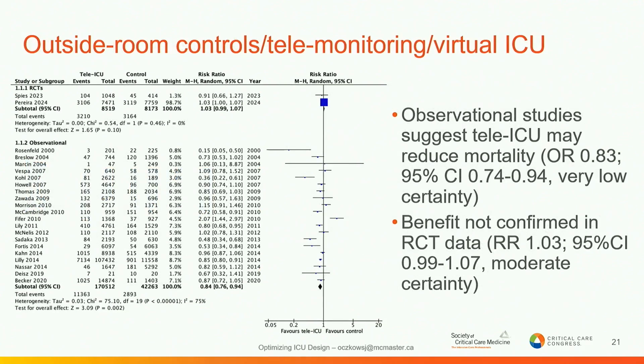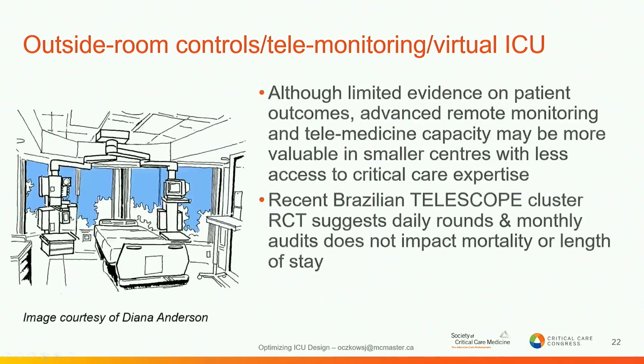The interesting question is that of telemonitoring. So there's lots of observational evidence suggesting that tele-ICU can reduce mortality, okay? Randomized control trials, some of which came out just as we were finishing this guideline, actually don't show that same difference. The TELESCOPE trial, which was done recently in Brazil, had daily rounds and monthly audits of ICUs, did not show any difference in mortality with the tele-ICU. So despite this limited evidence, we sort of looked at, well, what about ICUs across the country? This is a question of tele-ICU will be more helpful if you're in a small ICU, limited access to critical care expertise. So that's why we made a conditional recommendation.